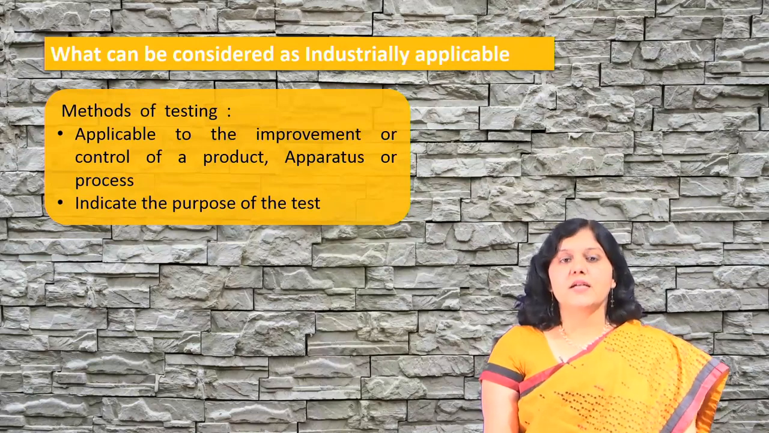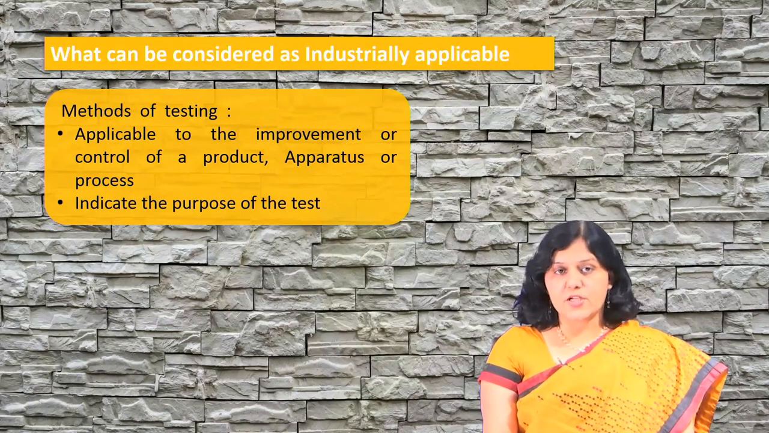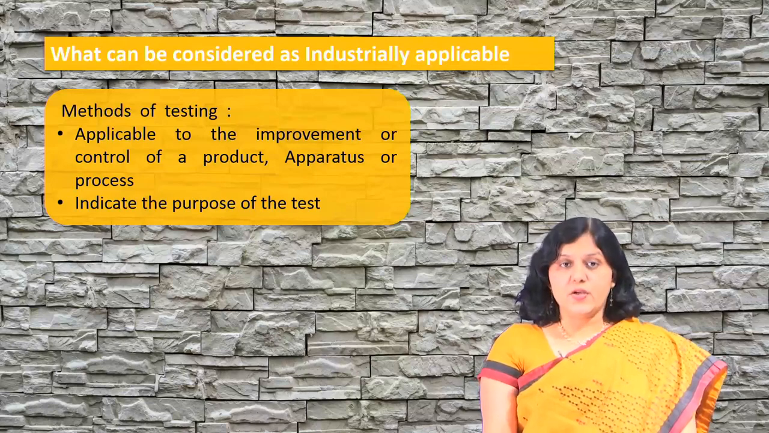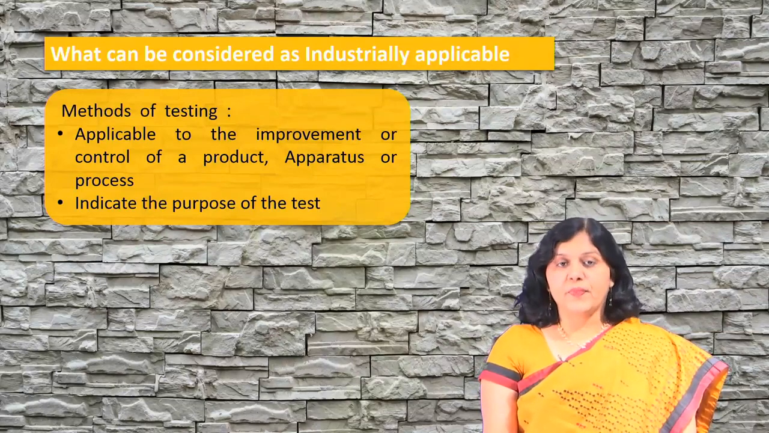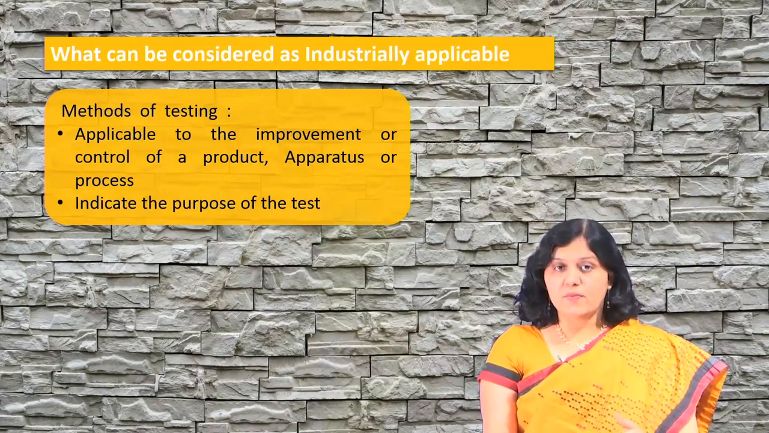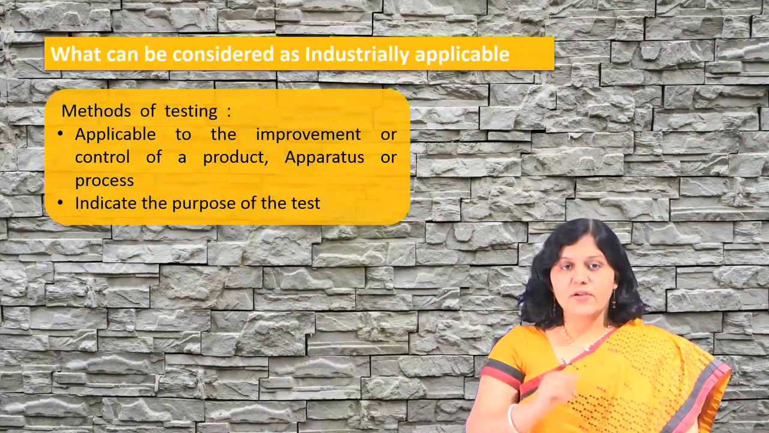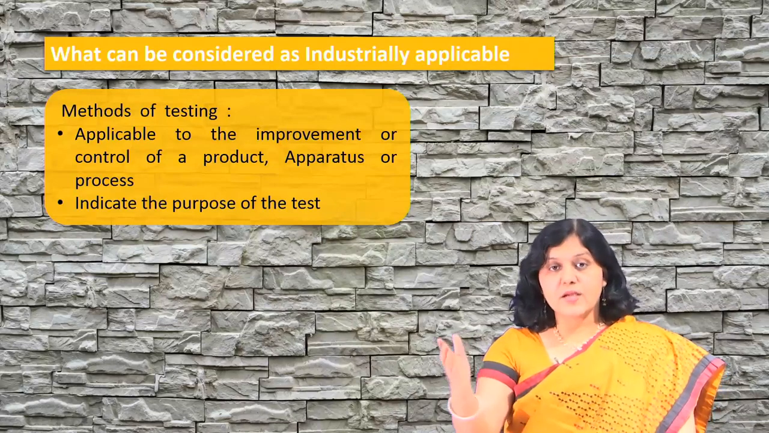Let us try to understand this. Methods of testing are generally regarded as capable of industrial application. In such cases, there will be improvement. So, it says method of testing is applicable to improvement. So, this improvement is in what? It may be in a product, it may be in an apparatus or it may be a process, which itself is capable of industrial application. So, something is already existing and it is improved.